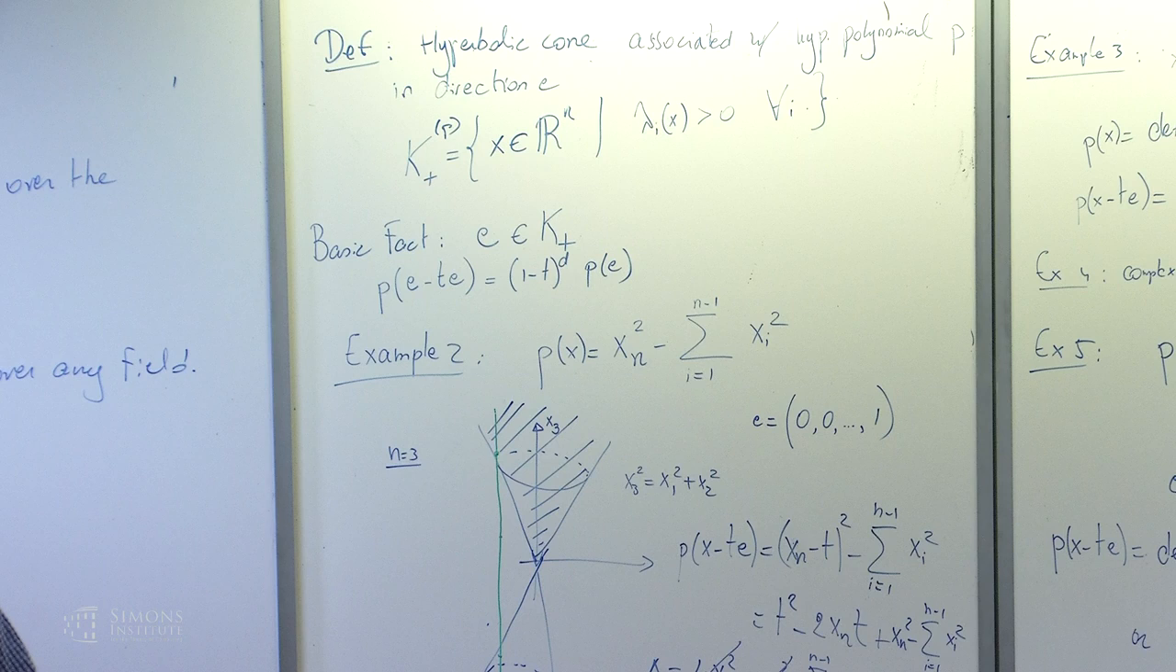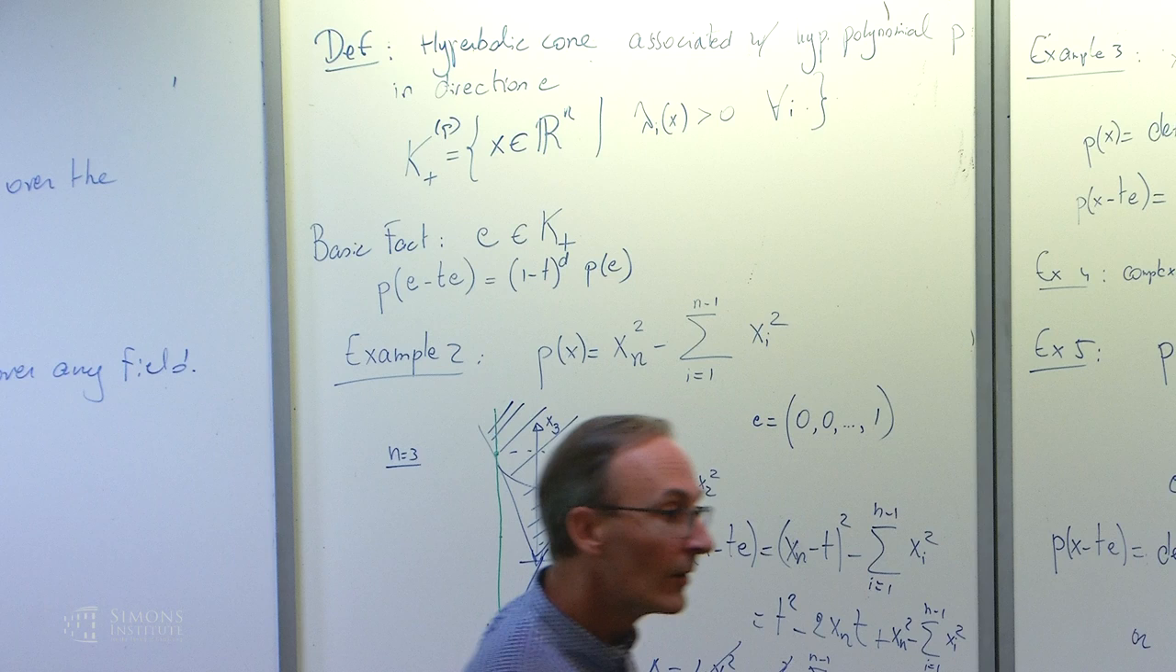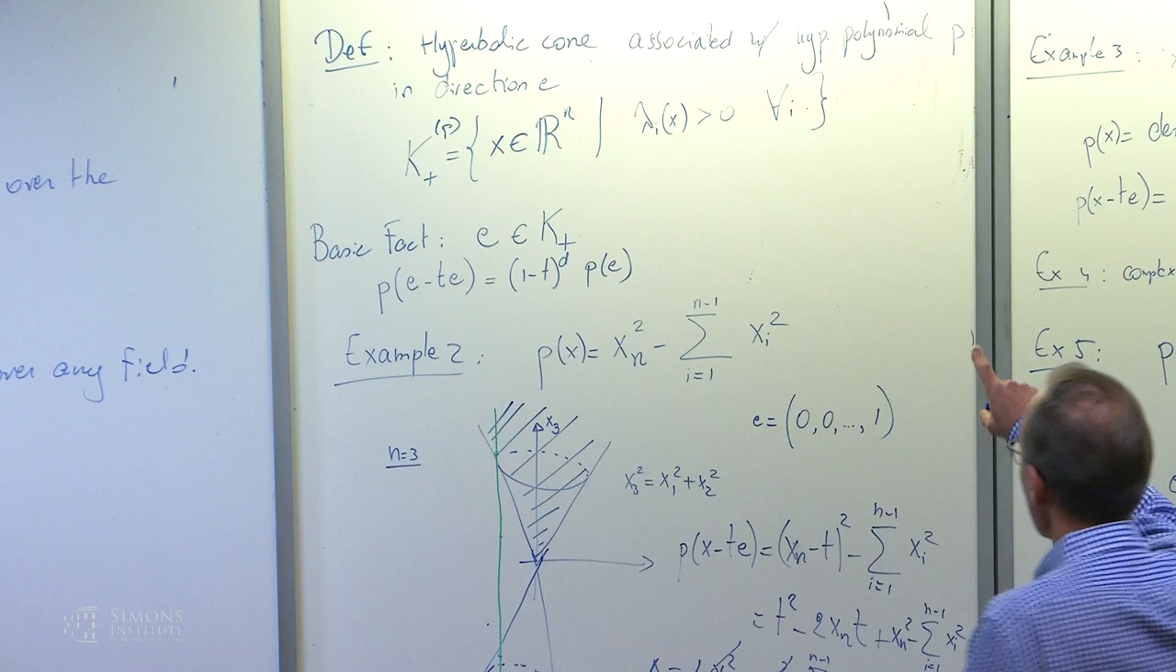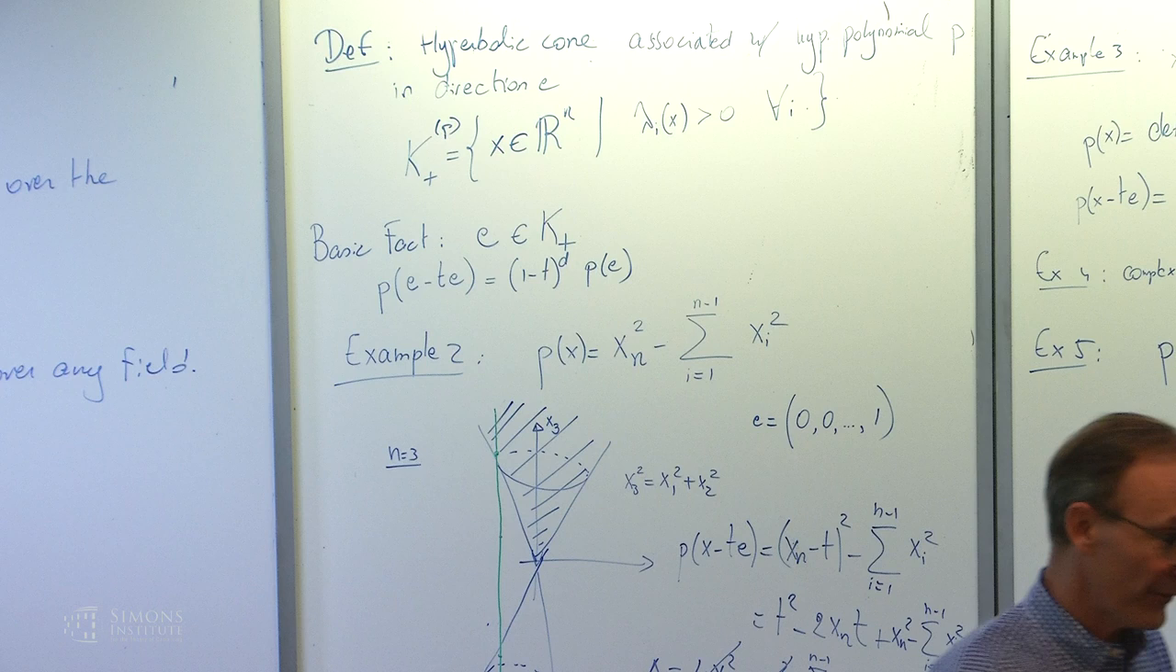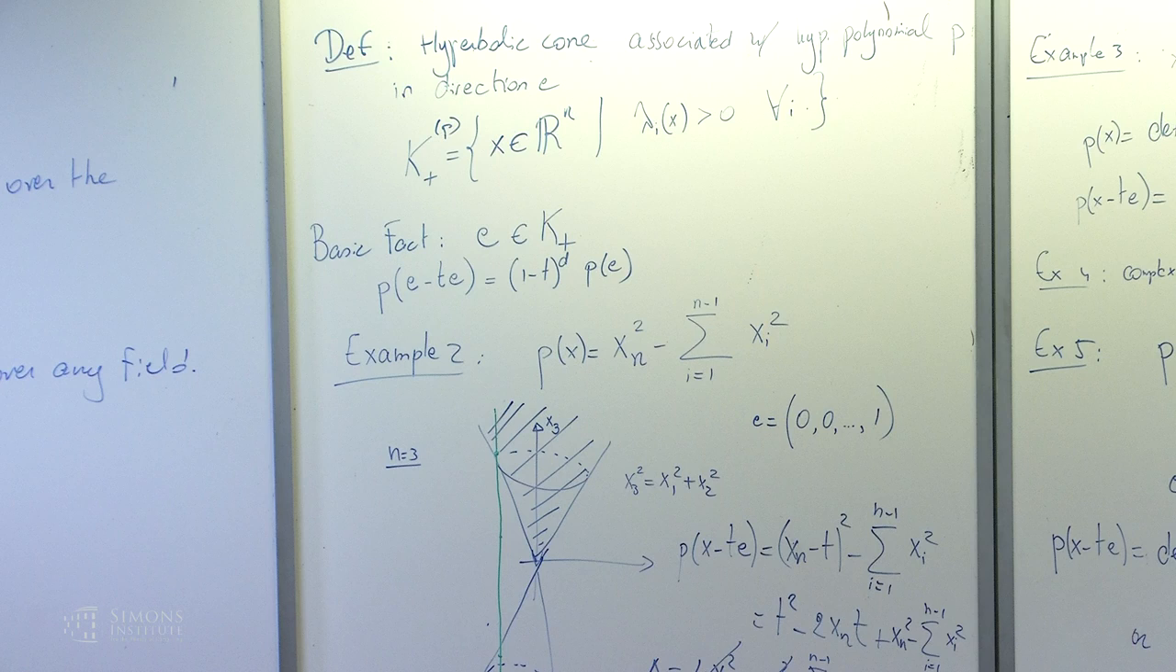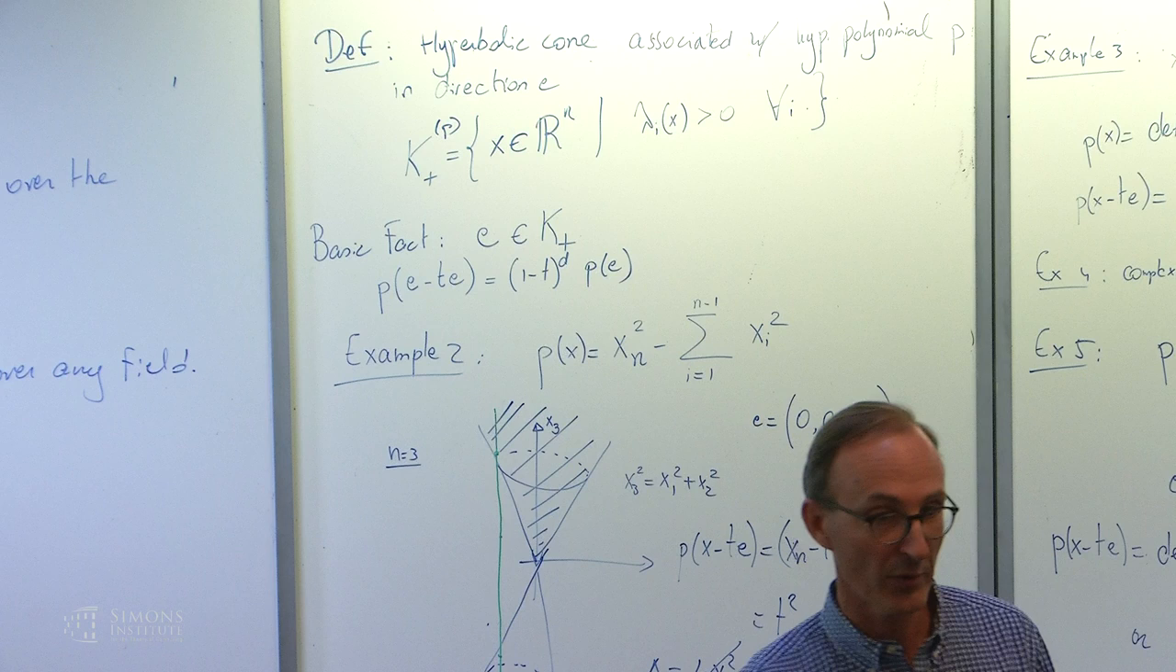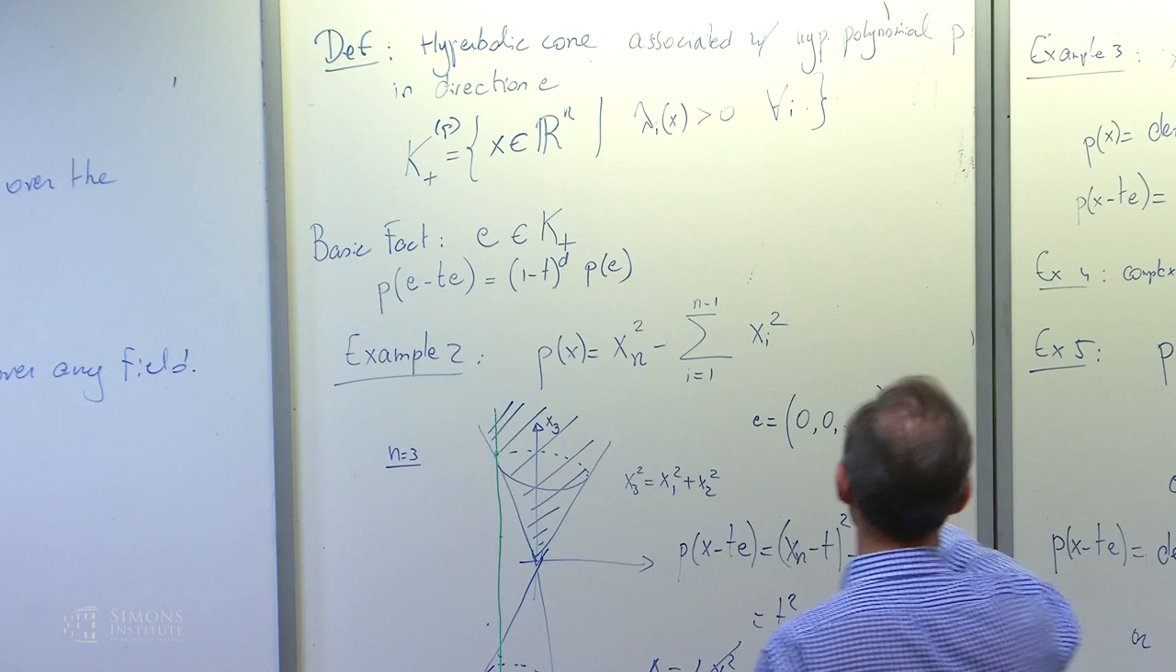Also, it's becoming now important whether you're adding or subtracting, right? So in my definition of lambda i's, I'm subtracting. Yeah, you subtract. Okay. In my definition of lambda i, it's the root of p of x minus te. But it doesn't really matter in terms of the definition of hyperbolicity. If it was in the other direction, I would probably define less than here.